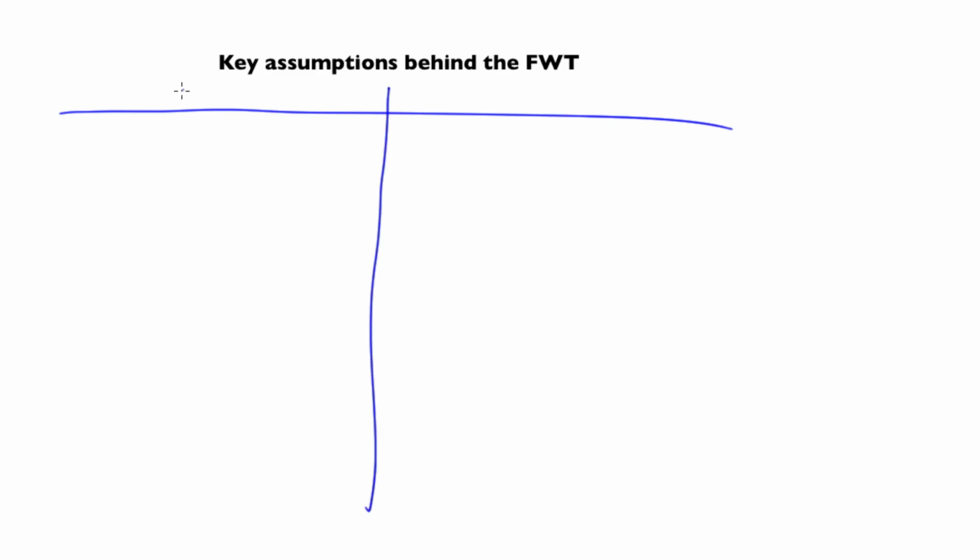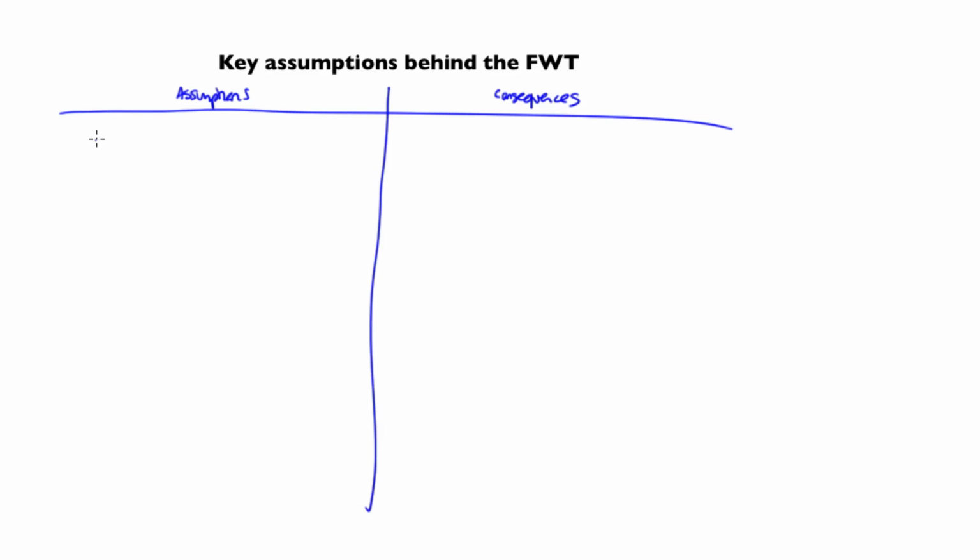I want to conclude this video by highlighting what the key assumptions behind the first welfare theorem are and what happens when they break down. So let's do a table in which on the left-hand side we have the key assumptions, and the second is what are its consequences, what happens if they break down.